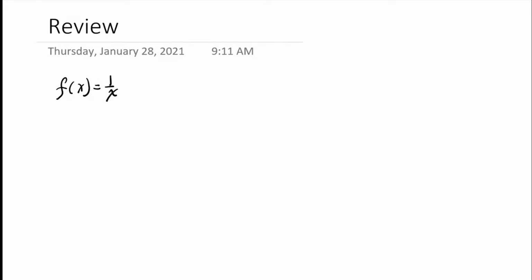Say we have f of x is 1 over x. Now, first we want to find the area in 1 through infinity under this curve. Okay, I'm going to throw that thing in.